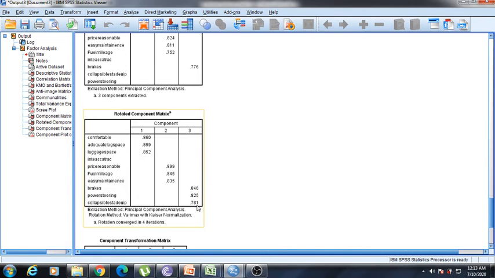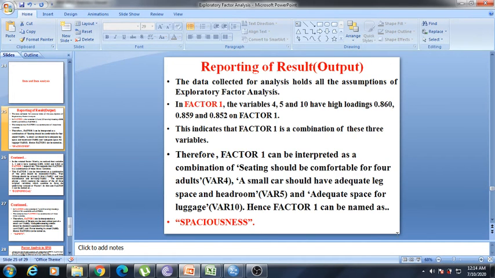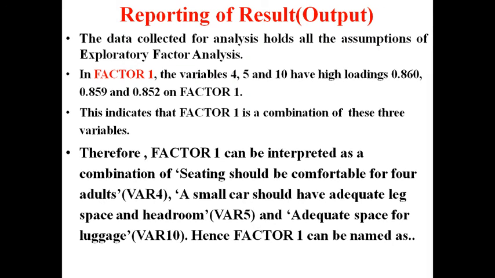You can see here collapsible column, these are the three variables. So through these three variables, this is the third factor. You can see here all the other variables are eliminated. So how can we report this data? You can see here how to report this data.